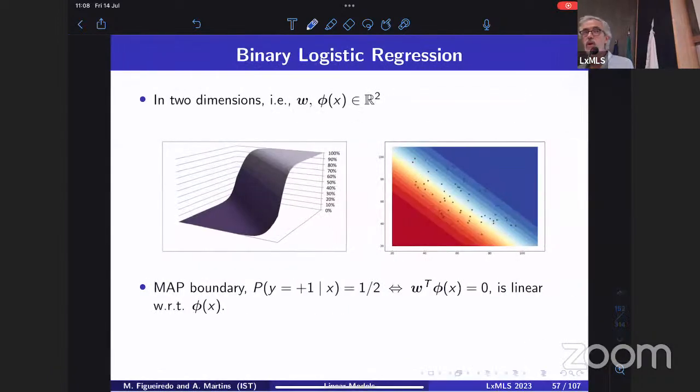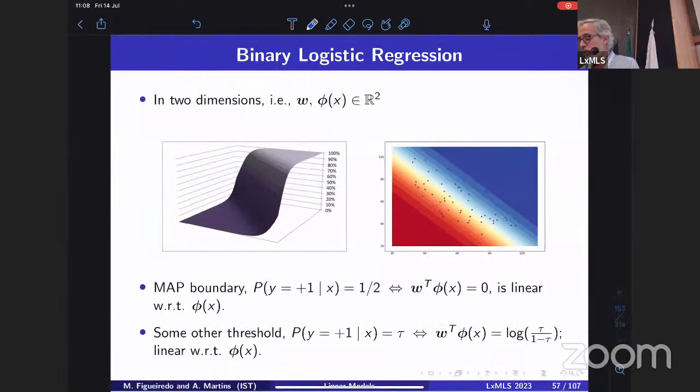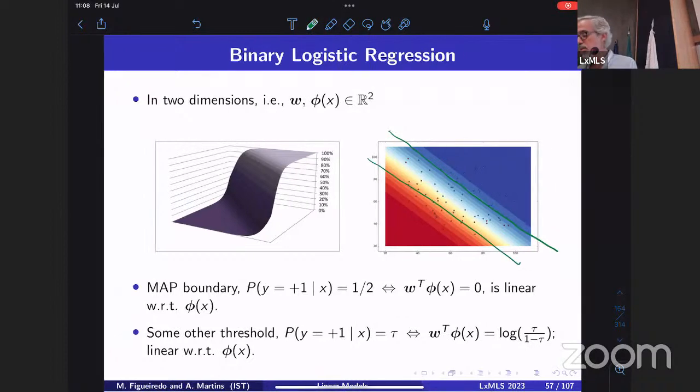Okay, but if you're doing cost sensitive and you want to use another threshold, because say you want to be more conservative or less conservative, you may use another threshold, say tau, some number between zero and one. In that case, the boundary can be somewhere else. It's still a linear boundary, but it can be somewhere else. This would be a less conservative decision. This would be a more conservative decision. It's still linear. The boundaries are still linear anyway.